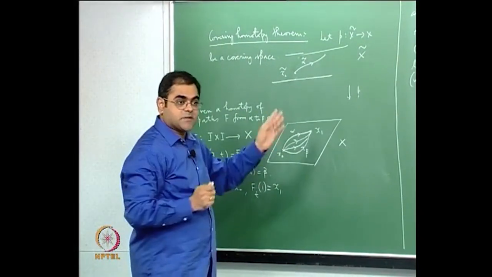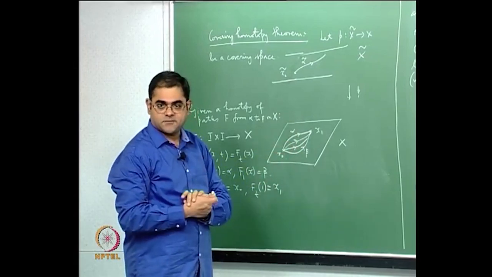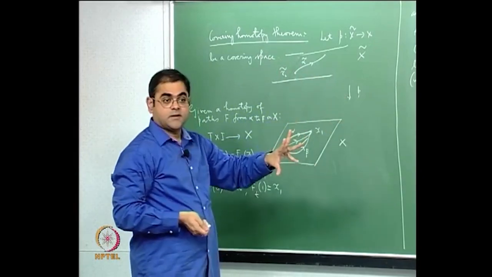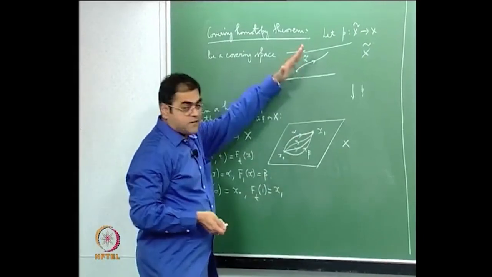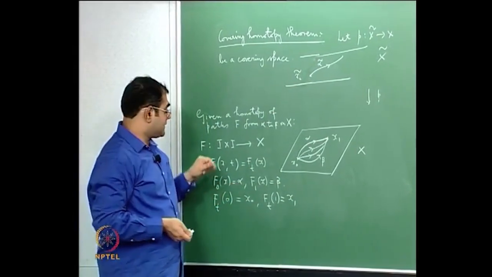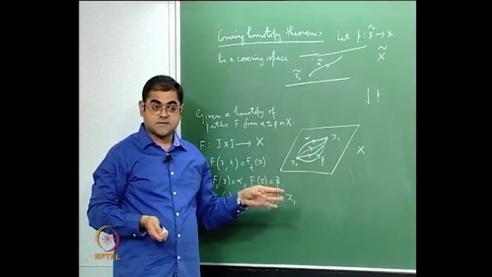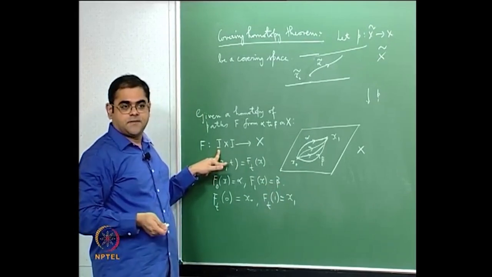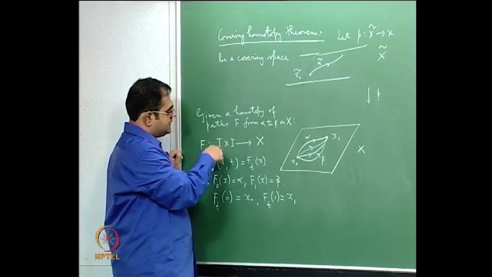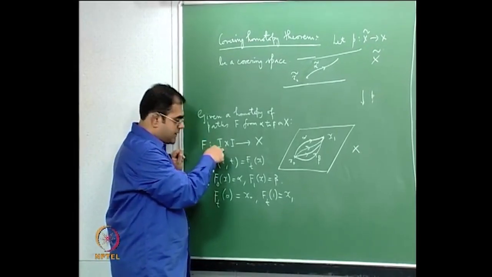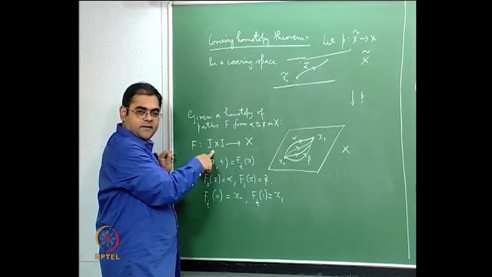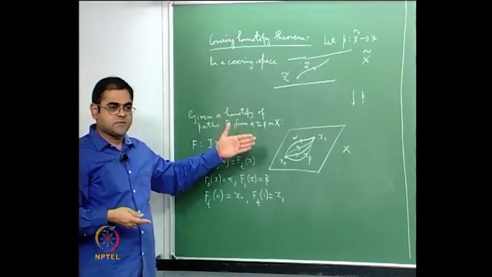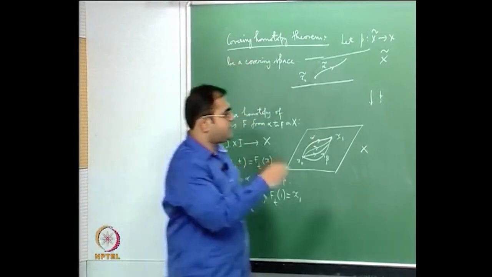So what I have written is actually a special case of the covering homotopy theorem. This is not the full covering homotopy theorem. The full covering homotopy theorem is more general. It is not just about lifting of homotopies of paths, it is about lifting of homotopies of maps, and you will have to replace this I here by a Z which is a compact connected space, okay. So let me write that down. I wrote this particular case because this is a special case of the covering homotopy theorem. So let me write this more generally.